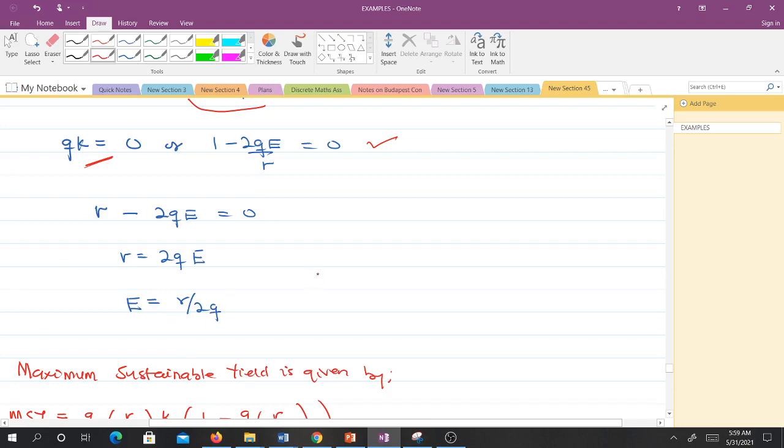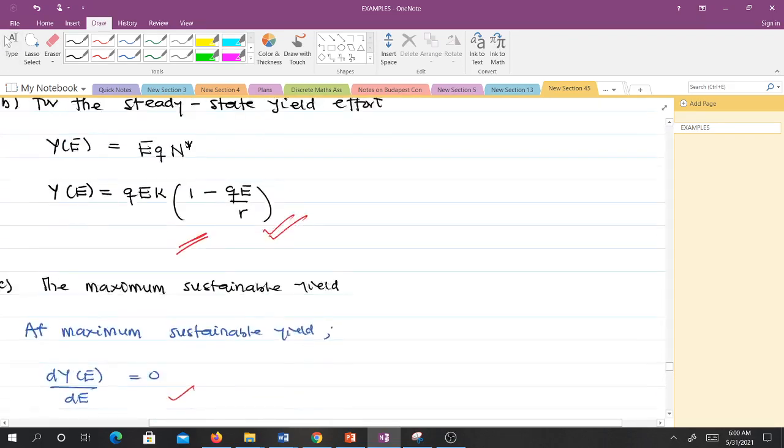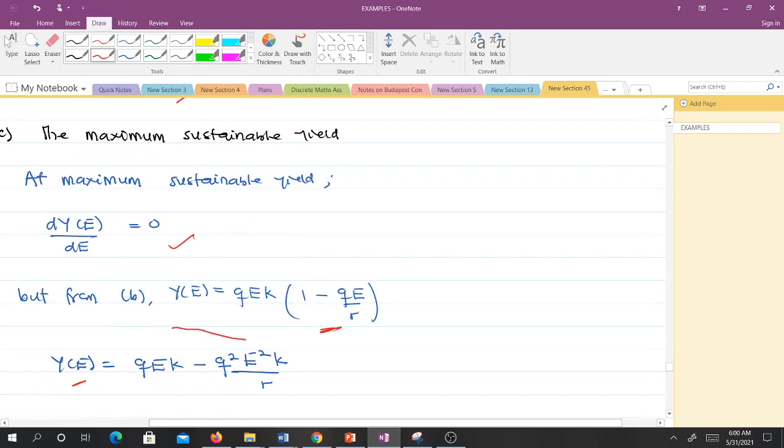So that means that at the maximum sustainable yield, the effort given should be R over 2 times Q. Now let's see the sustainable yield that this effort is going to produce. To get that, we take this E equals R over 2Q and we put it into this relation.